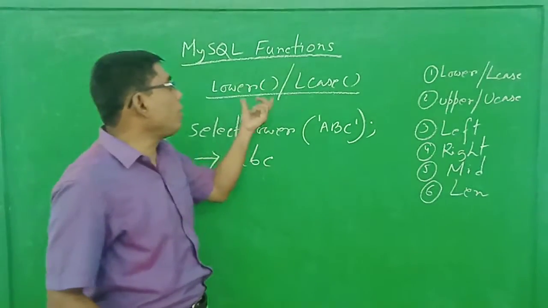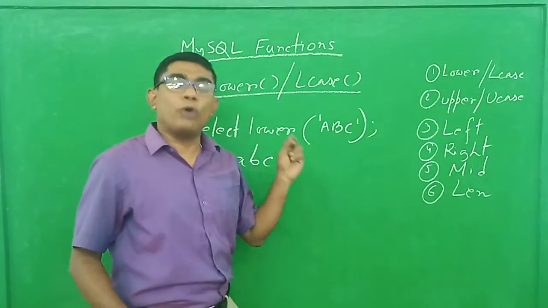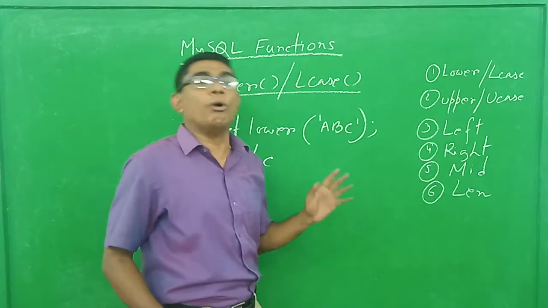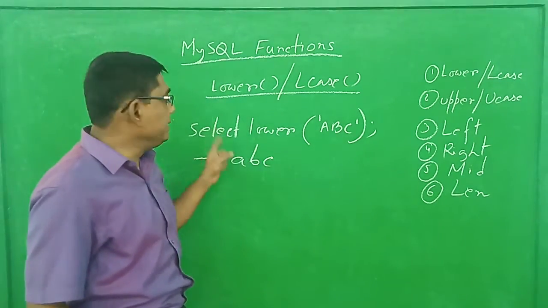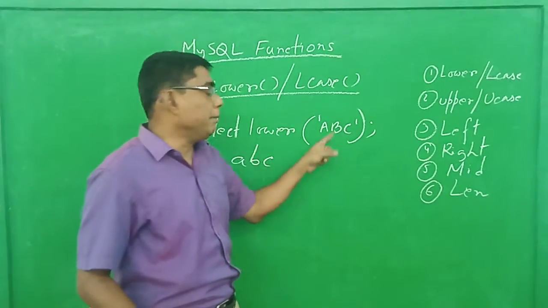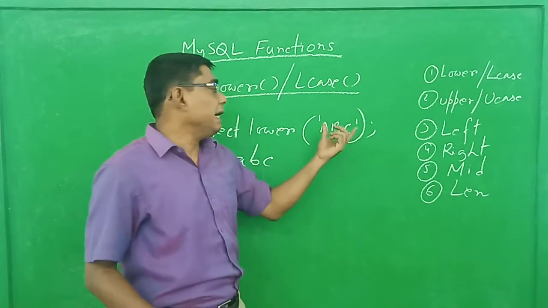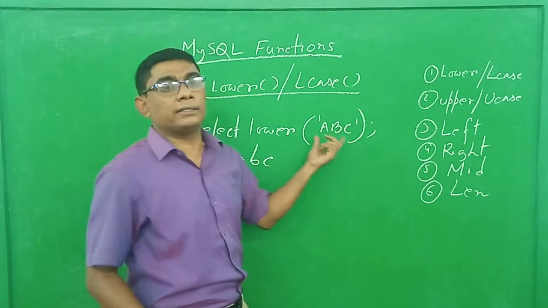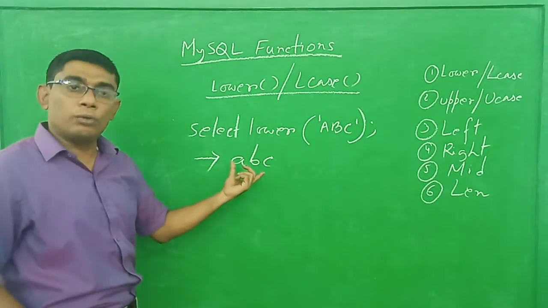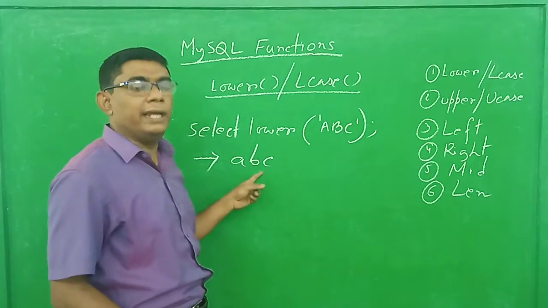So what is the lower or LCASE function? It will convert a string into lowercase. If you write SELECT LOWER within brackets 'ABC', it will convert ABC into lowercase. What is the output? The output is abc in lowercase.